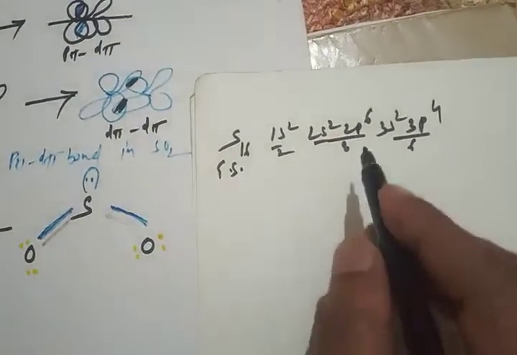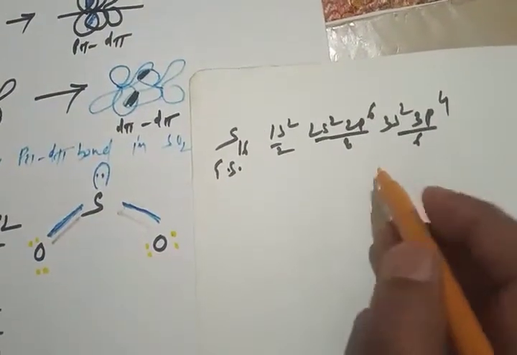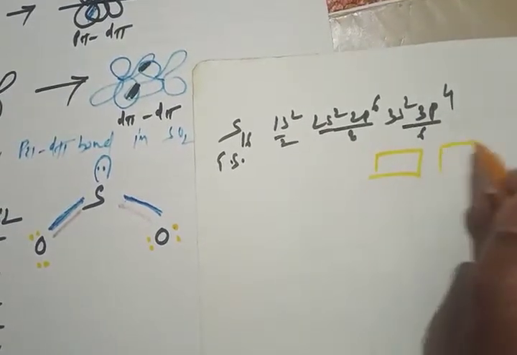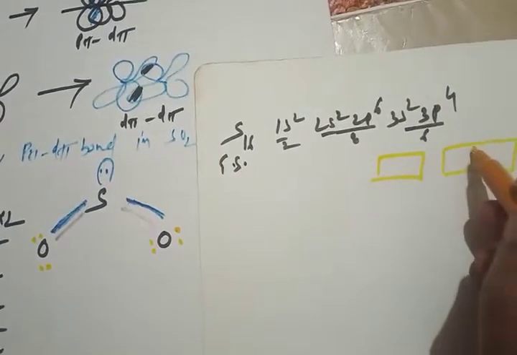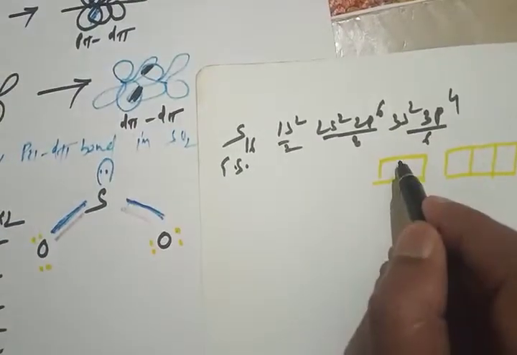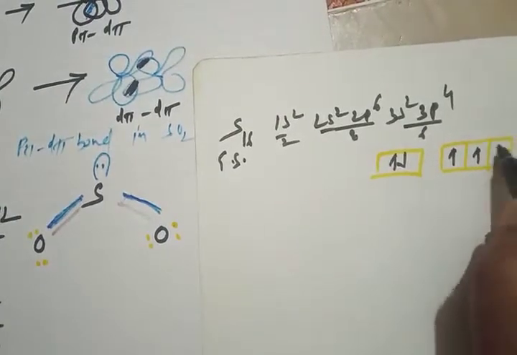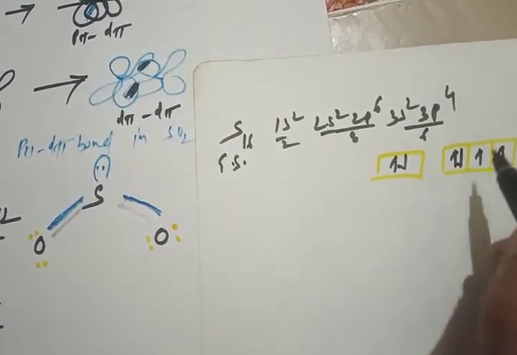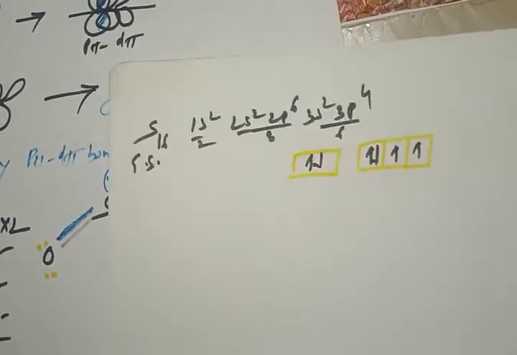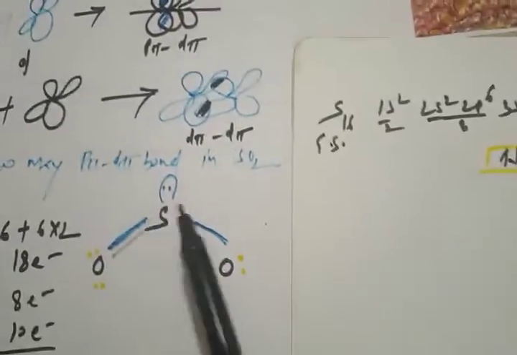Okay, so if you draw the 3s2 and 3p4, we have 2 electrons in 3s2 and 4 electrons in 3p4. This is the ground state, and you just look at this structure.